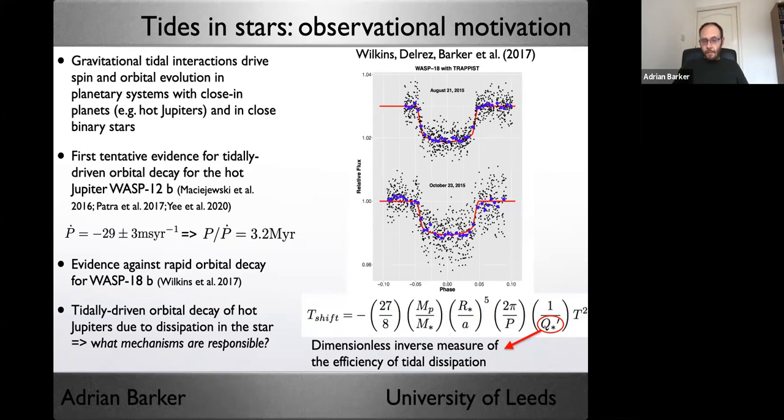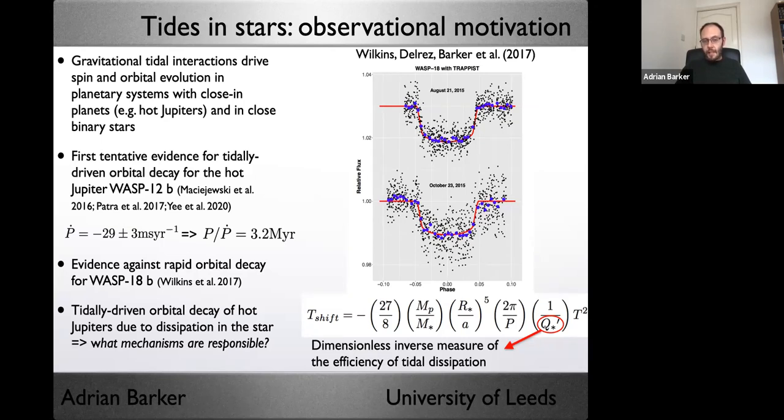And there's one system, not the one shown on the right, but the one I've listed on the left, called WASP-12b, where there are some strong suggestions that this planet could be undergoing orbital decay on about a 30 milliseconds per year timescale, or in terms of its orbital period changing, which corresponds with orbital decay on about a 3 million year timescale. And there are other systems where rapid orbital decay is not observed, like WASP-18b. So the question is, theoretically, can we understand the mechanisms of tidal dissipation in a star? Because they're what drive these evolutionary processes over millions and billions of year timescales.